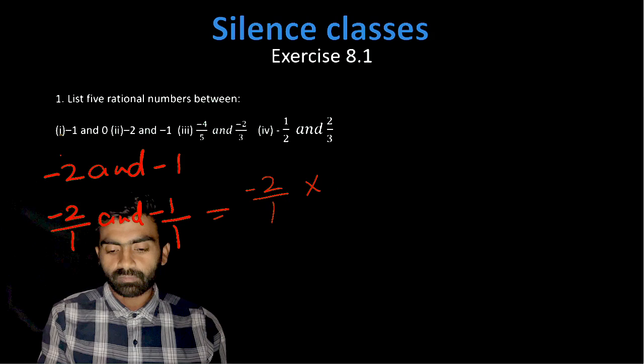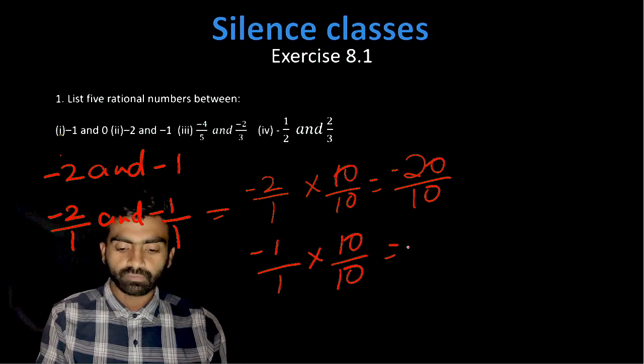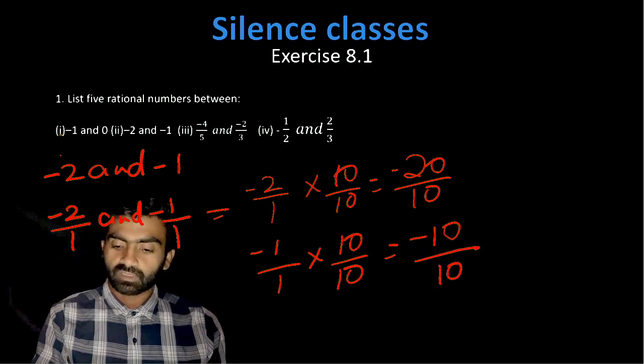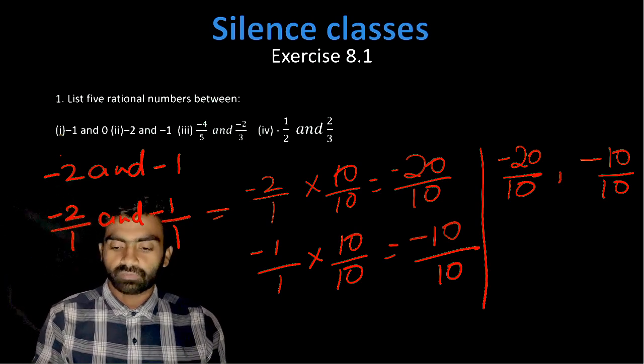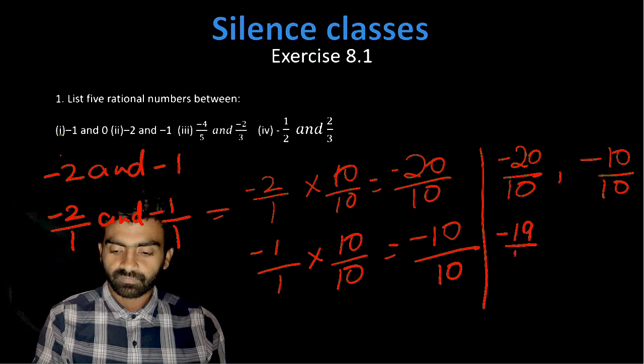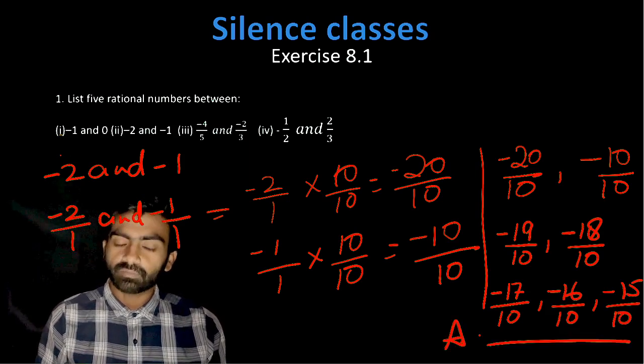Minus 2 upon 1 multiplied by 10 upon 10 gives minus 20 upon 10. Minus 1 upon 1 multiplied by 10 upon 10 gives minus 10 upon 10. So we write minus 20 upon 10 comma minus 10 upon 10. We can easily find the 5 rational numbers: minus 19 upon 10, minus 18 upon 10, minus 17 upon 10, minus 16 upon 10, and minus 15 upon 10. This is the answer. We got the 5 rational numbers between them.